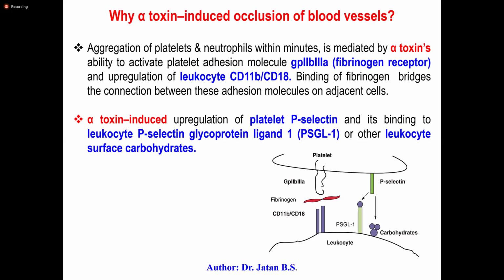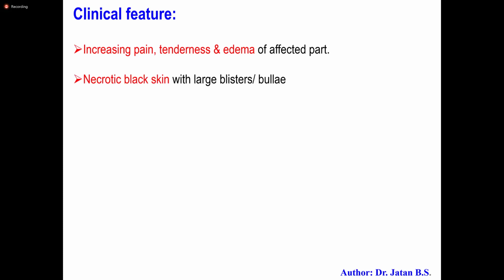Yes, sir. Okay. So now let's talk about the clinical features of gas gangrene. Increasing pain, tenderness, and edema of the affected part. So in that affected part, the patient has increasing pain. The pain goes on increasing, and when you feel that part, the patient has pain. That is called tenderness, and there is also swelling, what you call edema.